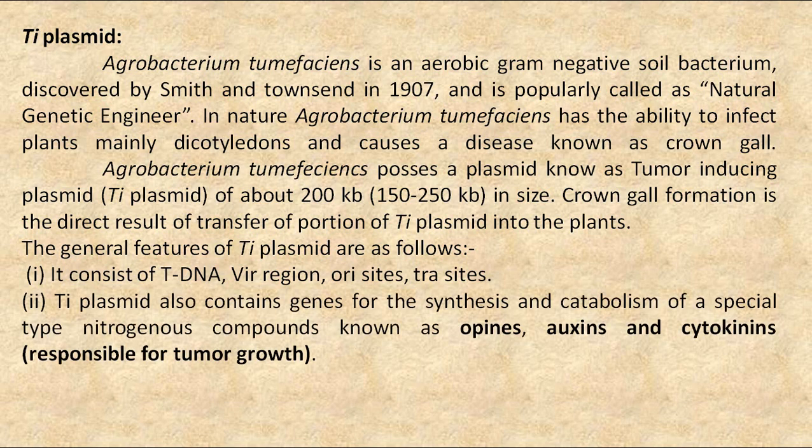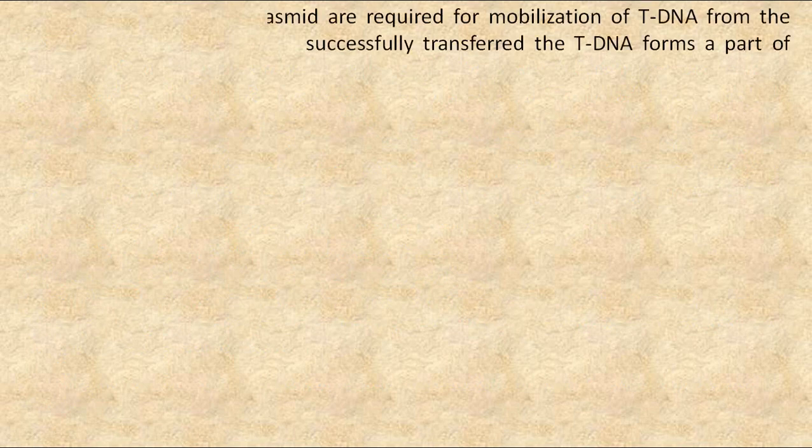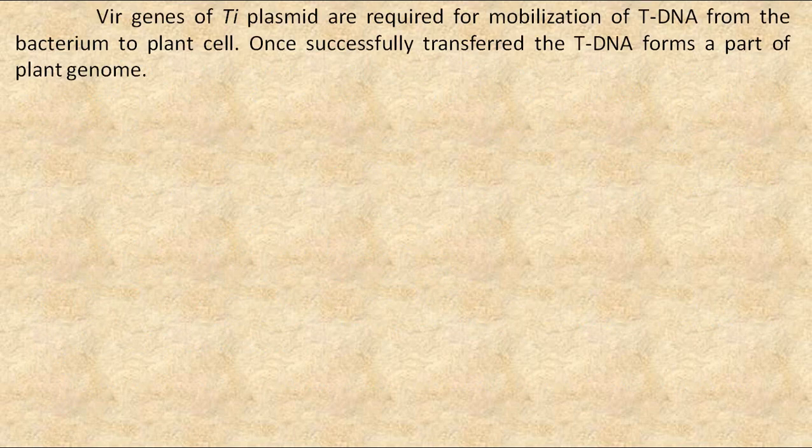The Ti-plasmid also contains genes for the synthesis and catabolism of a special type of nitrogenous compounds known as opines, and for auxins and cytokinins. The VR region regulates the transfer of tDNA into plant cells and lies outside the tDNA. VR genes of the Ti-plasmid are required for mobilization of tDNA from the bacterium to the plant cell. Once successfully transferred, the tDNA forms a part of the plant genome.